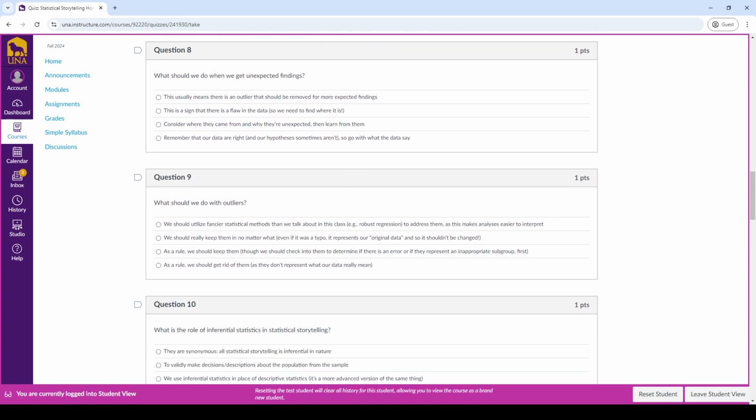All right, what should we do when we get unexpected findings? It's a good question. Usually means there's an outlier that should be removed from more expected findings. Outlier. This is a sign that there's a flaw in the data, so we need to find where it is. Consider where they come from and why they're unexpected, and then learn from them. And remember that our data are right. Our hypotheses sometimes aren't. So go with what the data say.